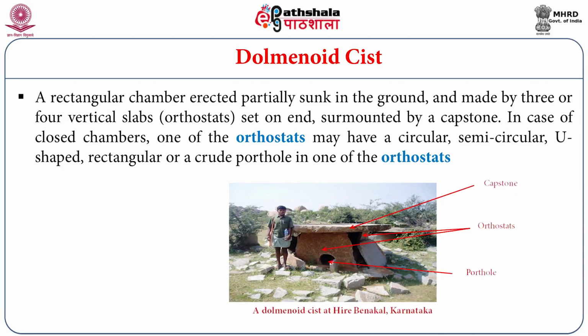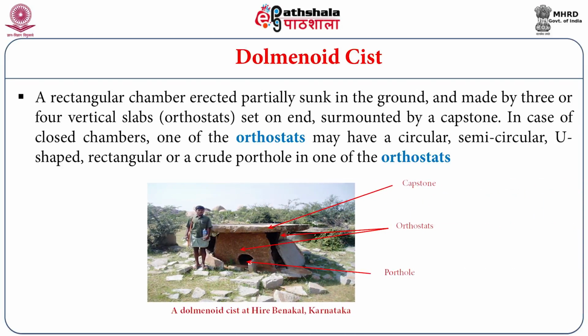This is a Dolmenoid Cist. A Dolmenoid Cist is a rectangular chamber, partially sunk in the ground and made by 3 or 4 vertical slabs. They are called orthostats. One end of these slabs is set in the ground. The other end is above, surmounted by a capstone. In the case of closed chambers, one of the orthostats may have a circular, semicircular, U-shaped, rectangular or crude porthole.